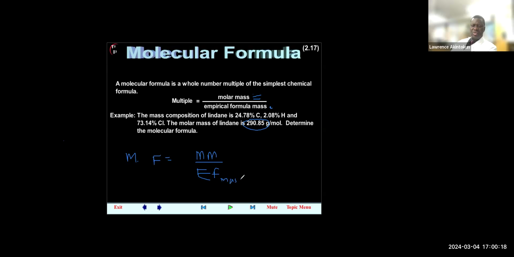Okay. So after you've gotten that, your molecular formula is going to be the empirical formula that you got in parentheses times n, where n is the answer to this. So if your n is 5, then whatever empirical formula you get will be in parentheses, then multiply by 5. That will give you your molecular formula. So let's go through this together.